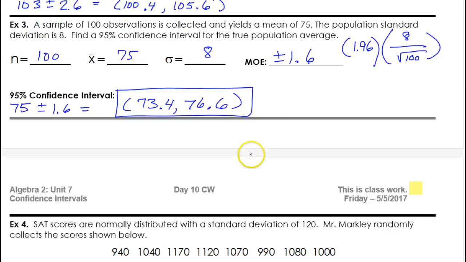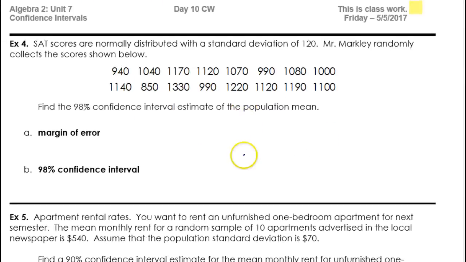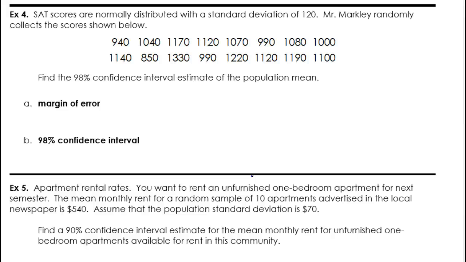All right, now as you do example 4, I'm going to give you 2 hints, and then you should be able to do the rest of the problem by yourself. There are 2 pieces of information that you were given on the other problems that you're not given here, but you can figure it out. Let's start with the simplest one. They don't specifically give you the sample size. They give you the sample itself.